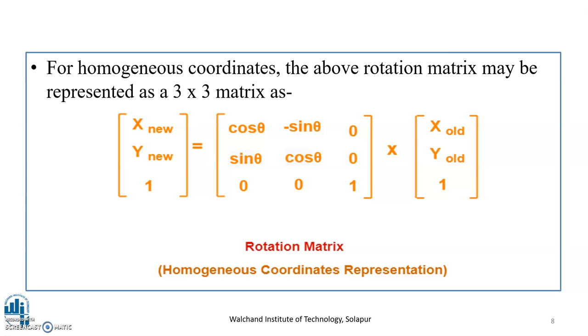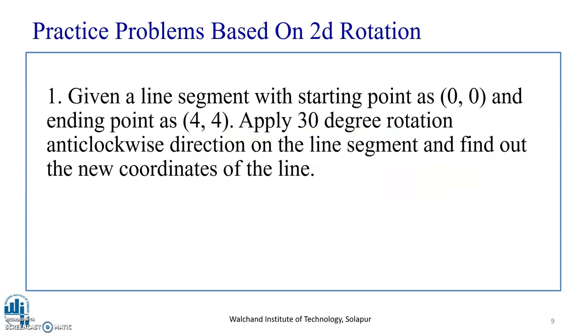After you have understood the representation of the rotation matrix, let us solve one practice problem based on 2D rotation. Here, we are given a line segment with starting point 0, 0 and ending point 4, 4. So what is the problem? In the problem, a line segment from the origin 0, 0 with ending point 4, 4 is given. We have to apply a 30-degree rotation in the anti-clockwise direction on the line segment and find out the new coordinates.